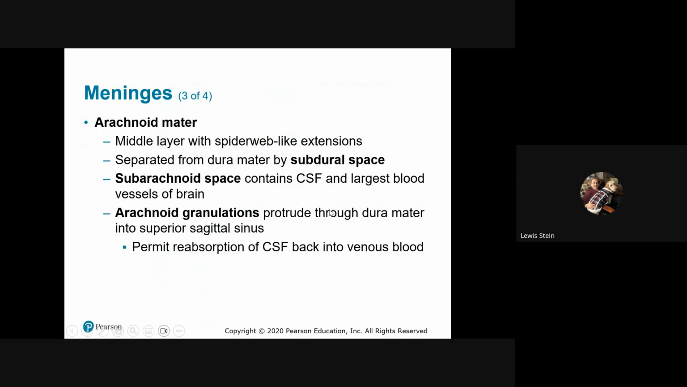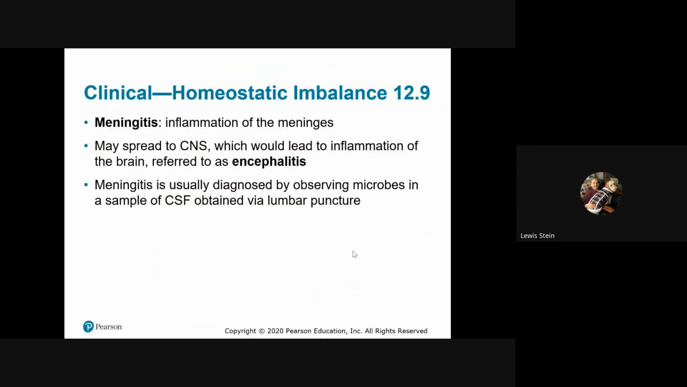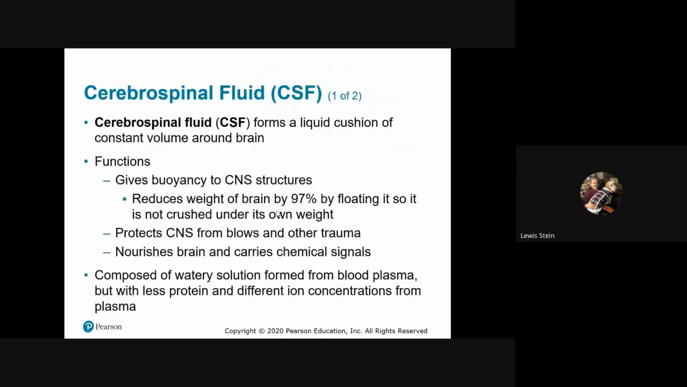And the arachnoid granulations, again, permit reabsorption. I like the idea of an overflow valve. And the pia, delicate and covering the brain. And when it's inflamed or infected, then we have encephalitis, and it can be life-threatening. And we'll get to why we have to do a lumbar puncture or spinal tap to make the diagnosis. We talk about it both in micro, and I'll touch on it a little bit here in my next presentation.